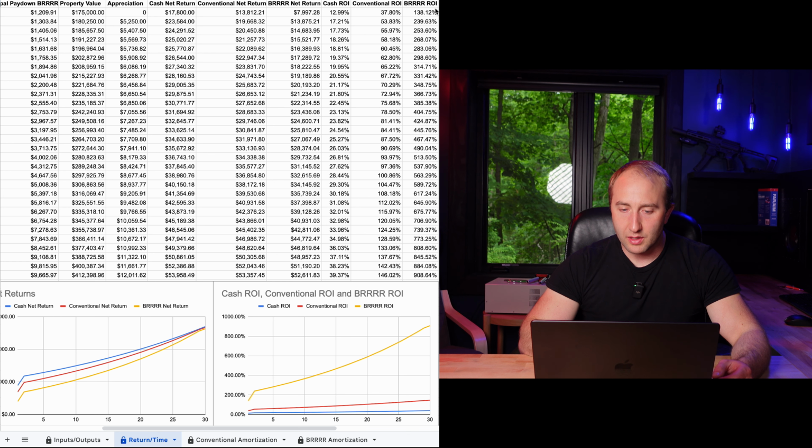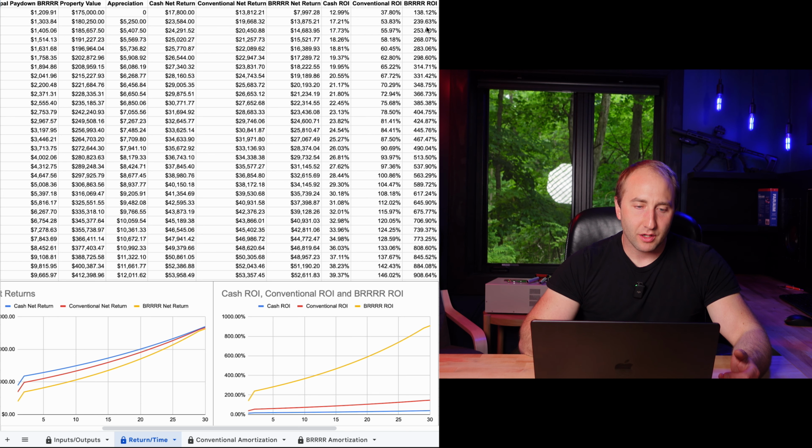So the returns are drastically higher because the number you're dividing by goes down, and eventually you're like dividing by 0, so you get infinite returns. Speaking of which, let's go to the next deal here.